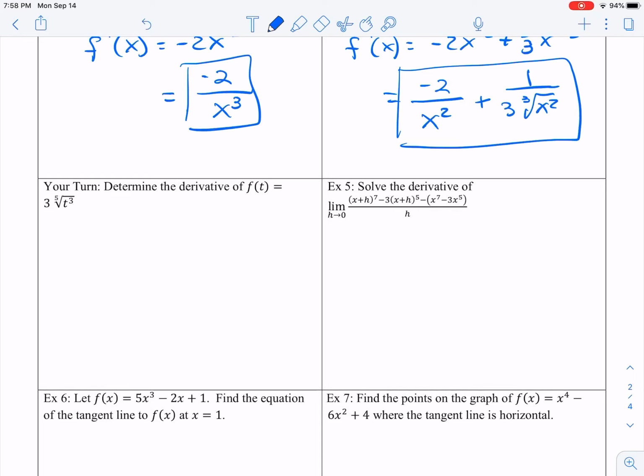This one, f of t is equal to 3 times t to the 3/5. f prime: you bring that to the front and you get 9/5 t. You subtract 5/5 and you get negative 2/5. No negative exponents.